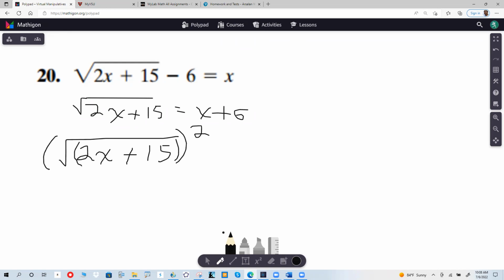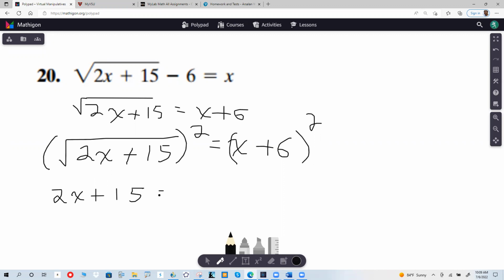I square. Actually, I don't need this. Okay, I have to square both sides. And the right-hand side can be FOILed. That's a good thing. On the left-hand side, the radical sign and the square cancel each other, and we get this, which is what we were trying to do. And on this side, if you FOIL, you're going to get x squared plus 12x plus 36.